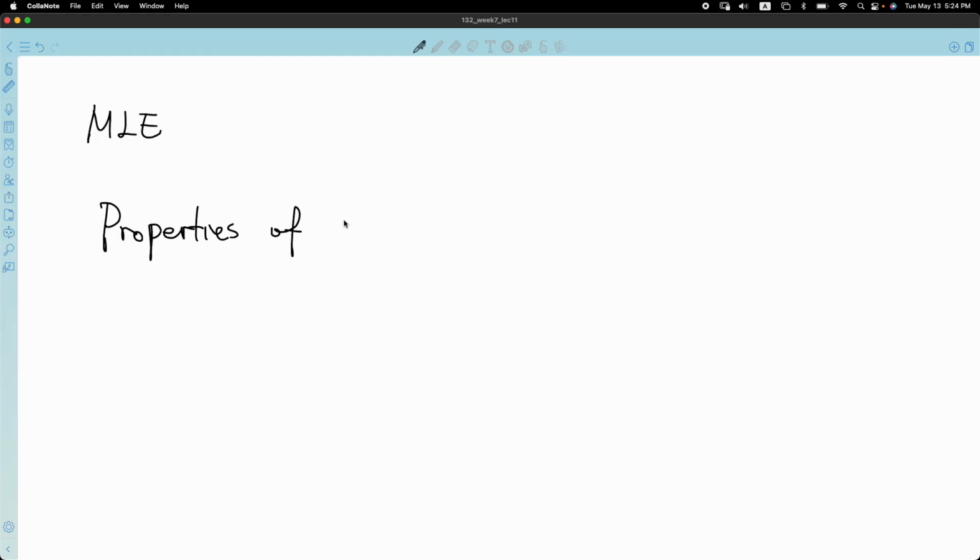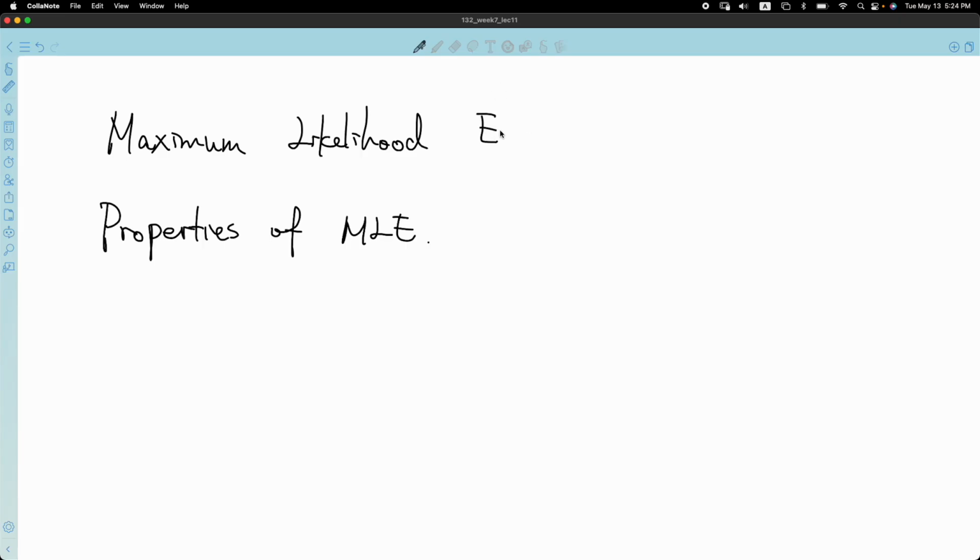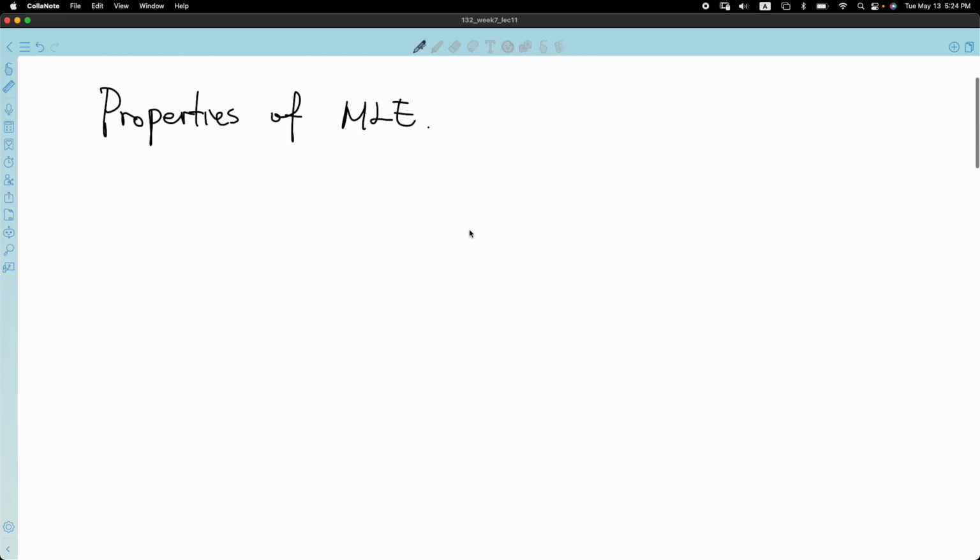Properties of MLE. Here, this E is referring to the estimator. So this is the maximum likelihood estimation, and that MLE is referring to the estimator, the one that you derive from data. So this is referring to a procedure, maximum likelihood estimation, and this is referring to the estimator, theta hat. Last time we also talked about some of the properties, so I would like to repeat here.